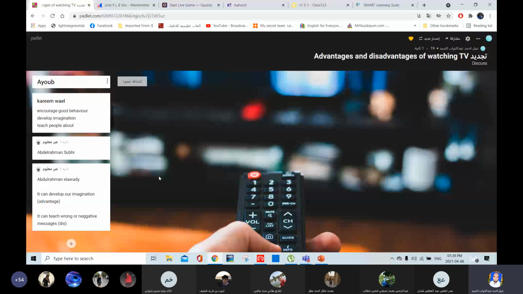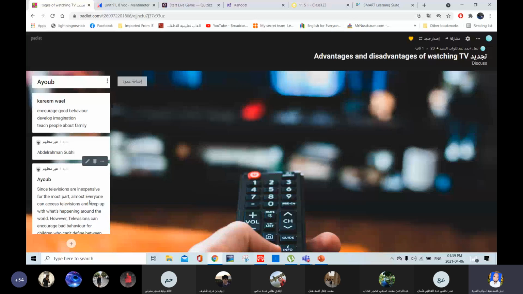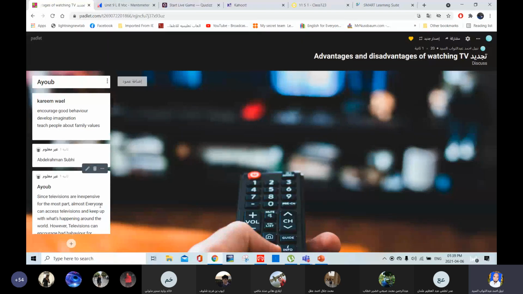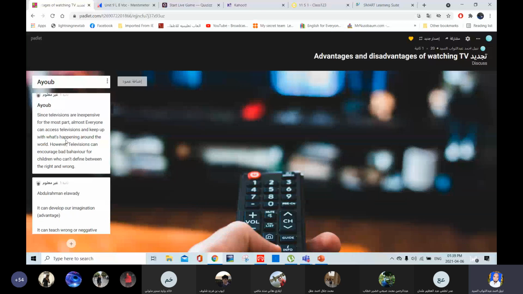Since televisions are inexpensive for the most part, almost everyone can access televisions and keep up with what's happening around the world. However, televisions can encourage bad behavior for children who can't distinguish between right and wrong. Excellent. Let's stop here. Let's move to the next point. Look at the screen here.